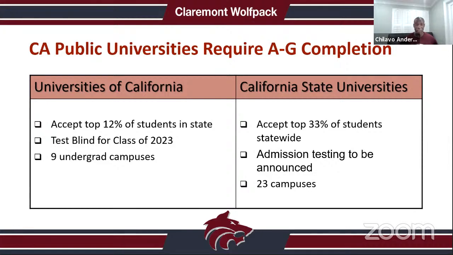For testing-wise, the UCs are test blind up through 2023. They've made that announcement. Cal States, they're going to be test blind. Actually, they're only using their admissions test for placement, and they've only made that known up through the class of 2022. So they're going to be updating that with information as they come. So again, there's 9 undergraduate campuses at the UC level, 23 campuses that are available to students at the Cal State throughout Northern and Southern California.